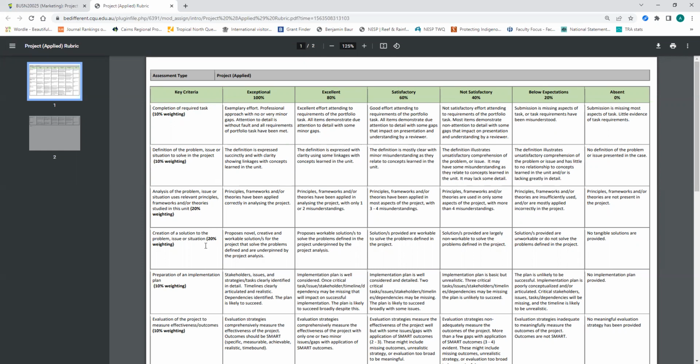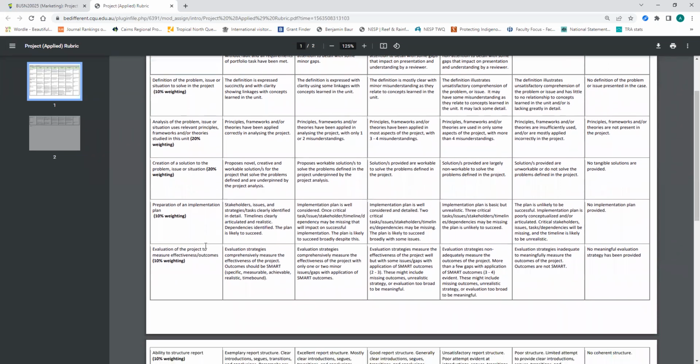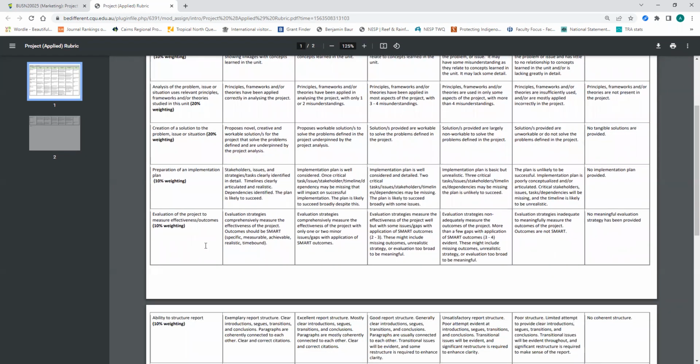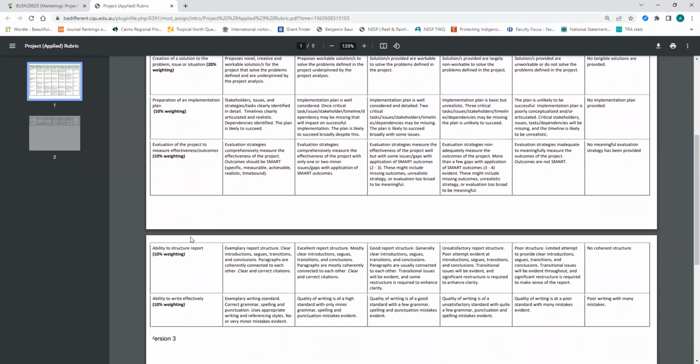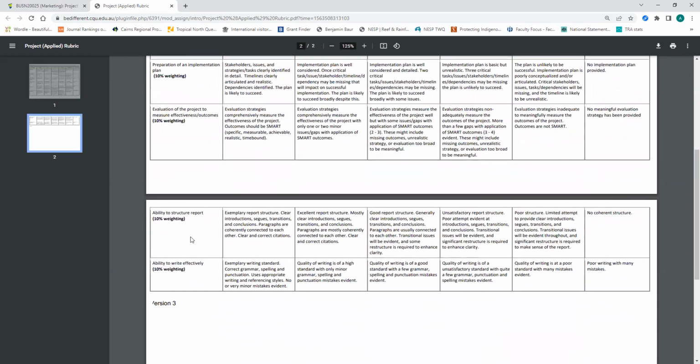You propose a new solution through the 2 to 4 marketing objectives. Clearly identify the implementation and evaluation strategies and any expected outcomes that you might have in mind as part of the marketing plan. And the ability to structure your report using appropriate headings and subheadings and appropriate transitions and paragraphs. And last but not least, the ability to write.